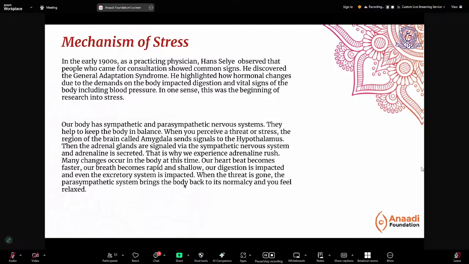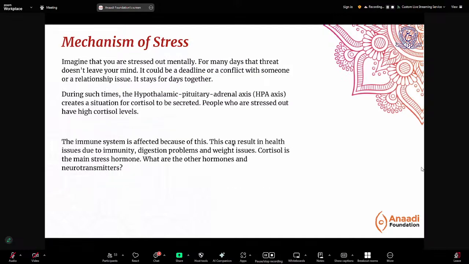But if the parasympathetic system is not able to kick in, there is a constant stress given to the system. Then we experience chronic stress, right? So imagine that you are stressed out mentally for many days, and the stress does not leave your mind. It could be a deadline, a conflict with someone, or a relationship issue. It stays for days together. During such times, the hypothalamic pituitary adrenal axis kicks in, right? And the cortisol is secreted into the bloodstream. That is why people who are stressed out check their cortisol levels. Because of this, the immune system is affected, and this leads to bad health or diseases, especially immunity related issues.